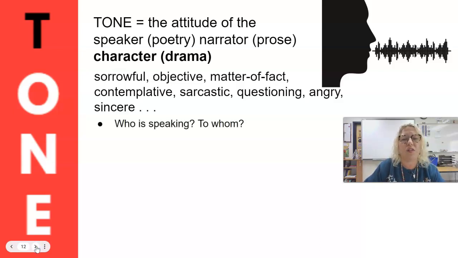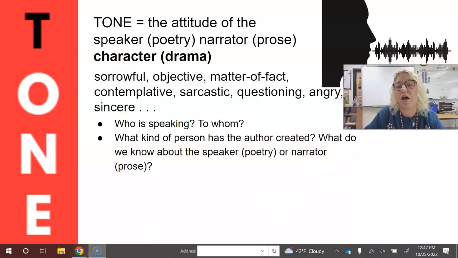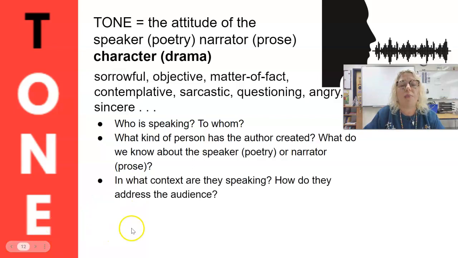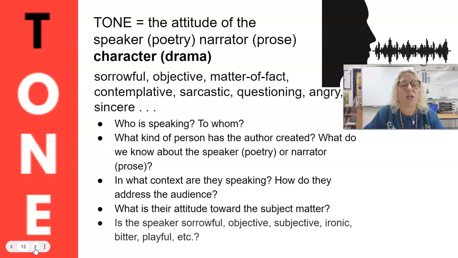Here are some good questions to ask when thinking about tone. Who is speaking to whom? What kind of person has the author created? What do you know about this speaker? In what context are they speaking? How do they address the person to which they're speaking? What's their attitude toward the subject matter? That is key. That is the definition of tone. And then start looking at some tone words and thinking which one fits.